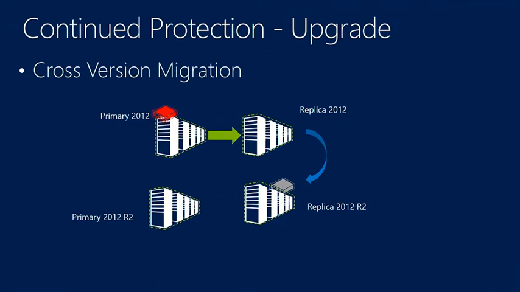A great way to view this is this also allows you to use your recovery side as a way to test your R2 upgrade. Once you've upgraded your Replica side, then you can upgrade your primary side. So here I'm showing you with cross-version live migration, but this is also true of in-place upgrade. Always upgrade the Replica side first.